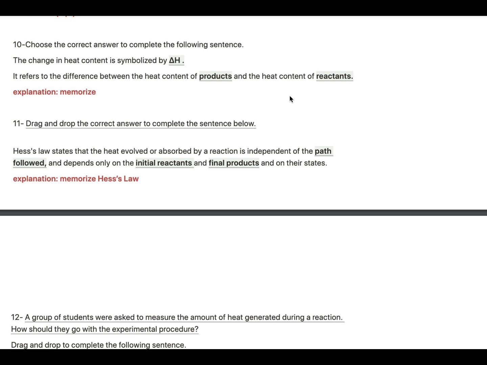Number 11 is just Hess's law. Memorize the whole sentence, not just the blanks. I have made this mistake many times, just memorizing the blanks, and then instead of path followed, the blank would be heat evolved, and I wouldn't know that. Just memorize the whole sentence. It's like, what, 2 lines?